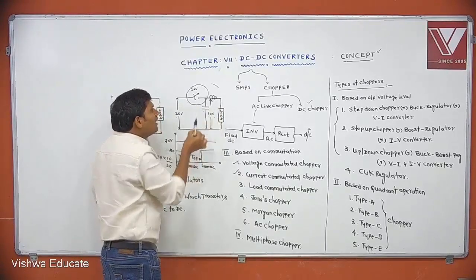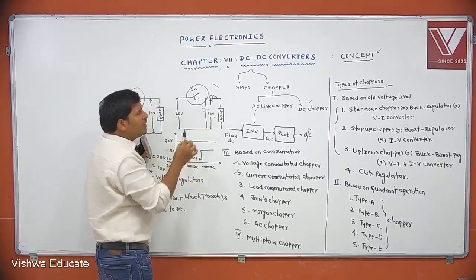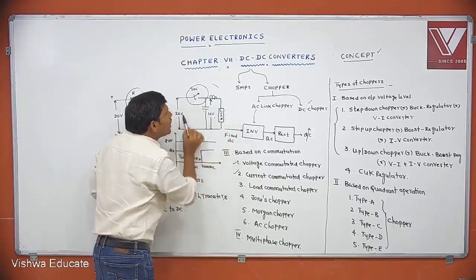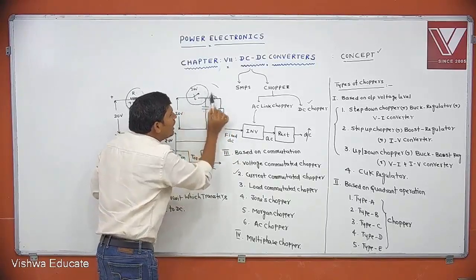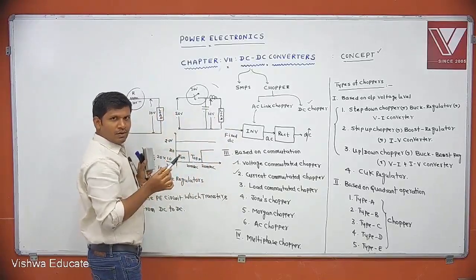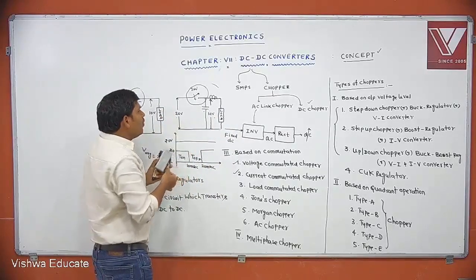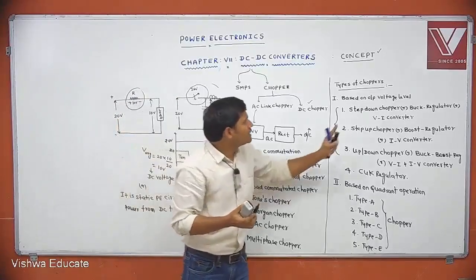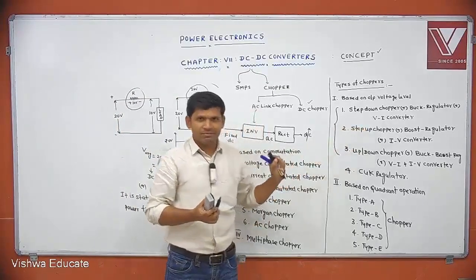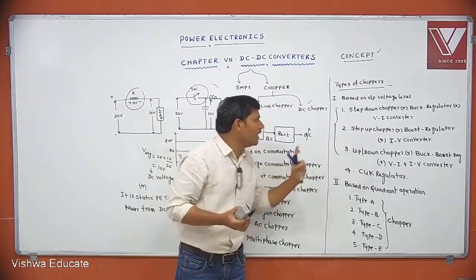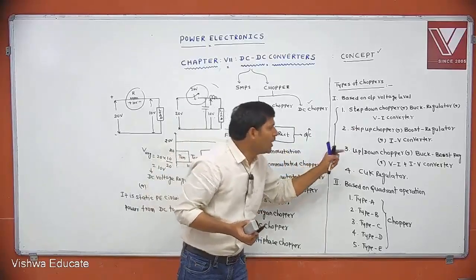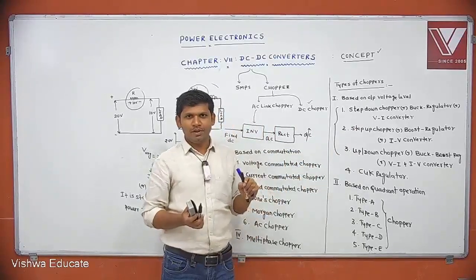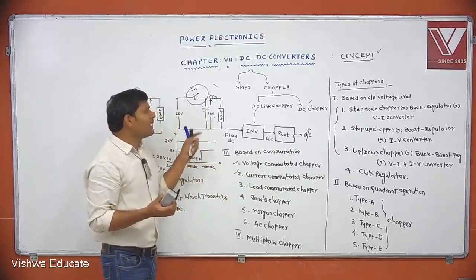This is filter inductor, this is filter capacitor. Then the circuit is called a regulator circuit. See the difference. What is the difference between the chopper and regulator? Here I am telling that step down chopper or buck regulator, step up chopper or boost regulator, up down chopper or buck boost regulator.